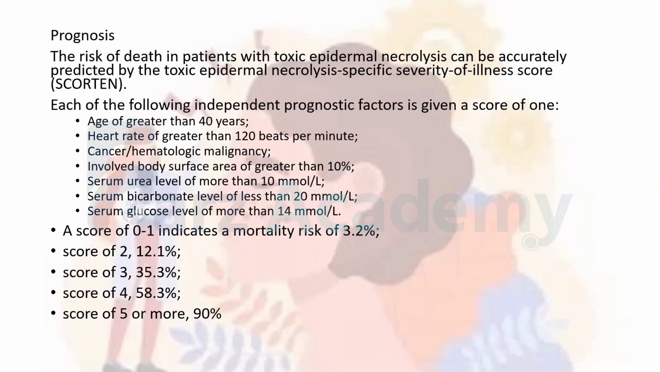So if the patient's age is more than 40 years, then you give a score of 1. Each point has a score of 1. Heart rate of more than 120.